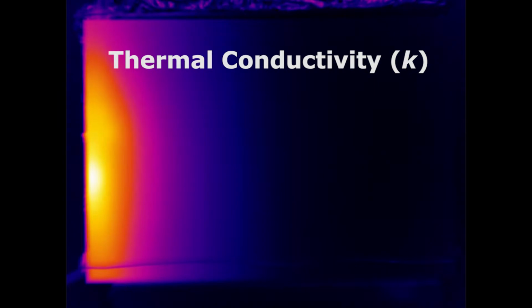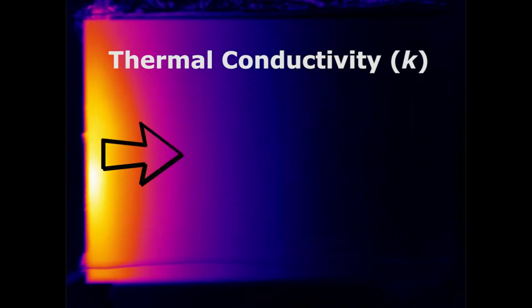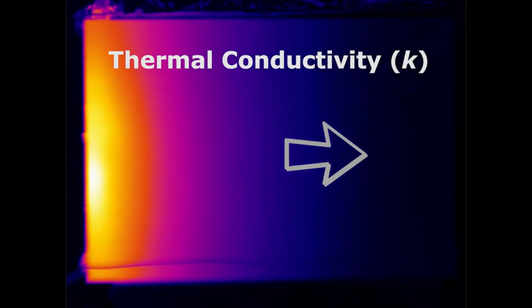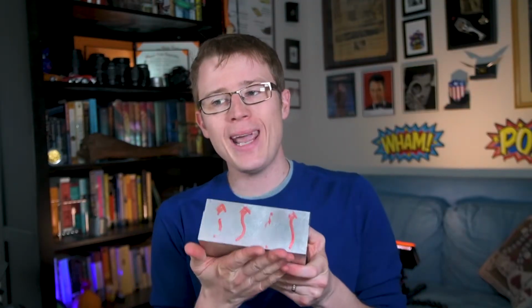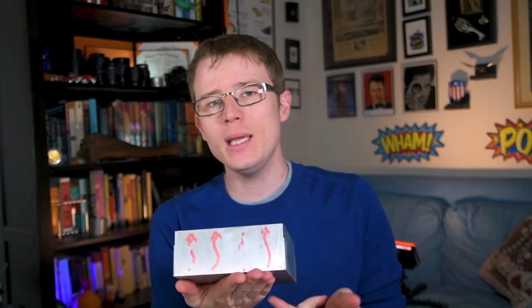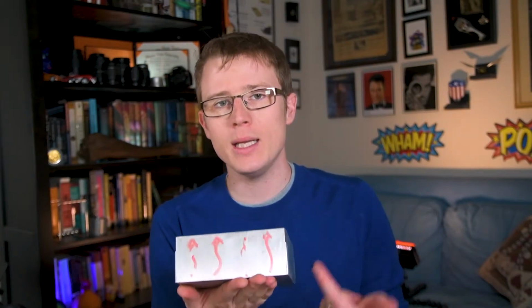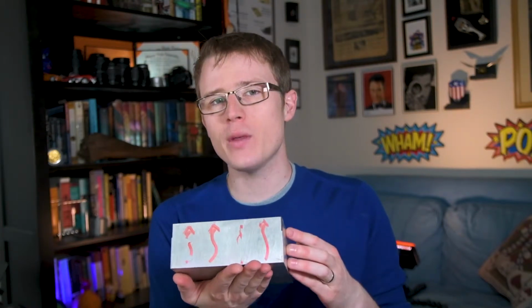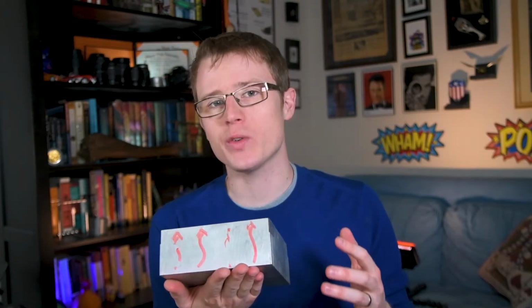Thermal conductivity is a property of a material, and it tells us how well that material can conduct heat through it. So, for example, if I put my hand on the bottom of this plate, heat is conducting from my hand into the metal and through it. The thermal conductivity of the metal tells me how quickly that heat transfer is actually occurring.